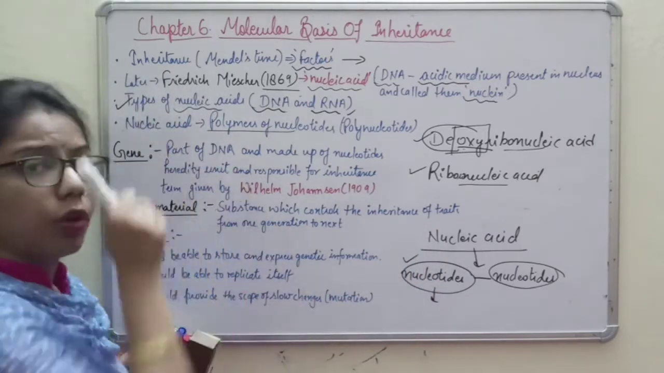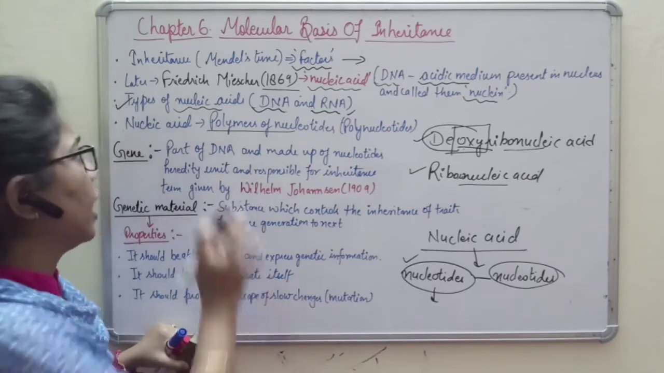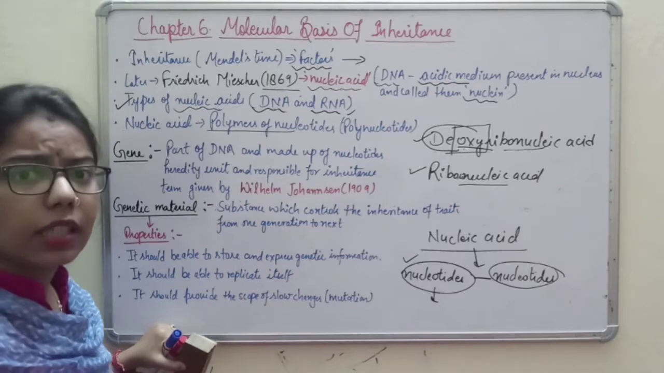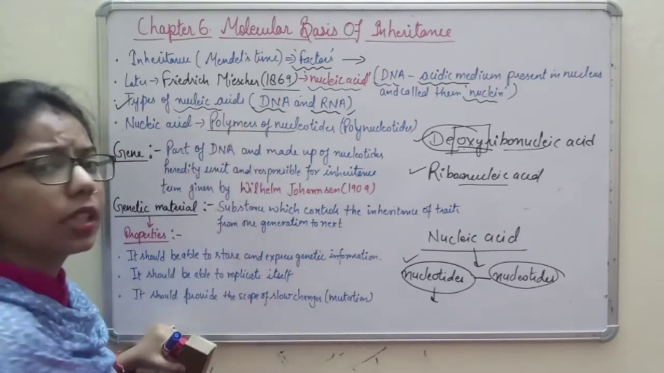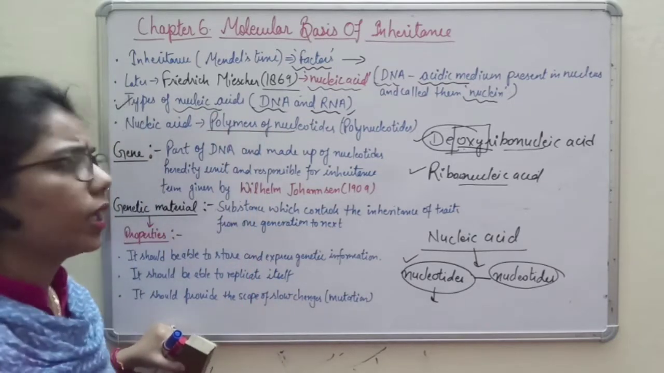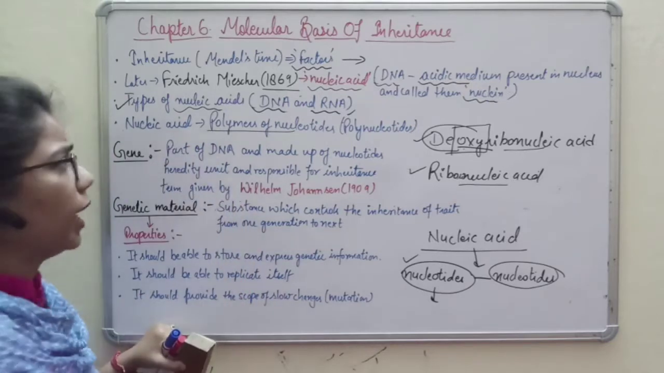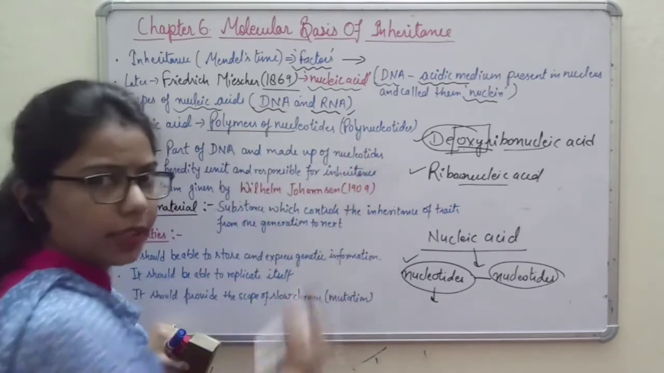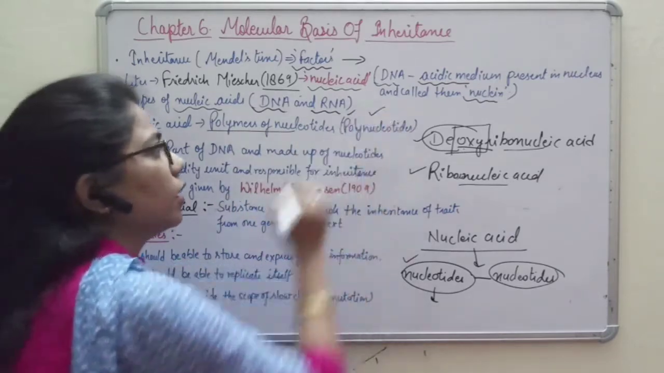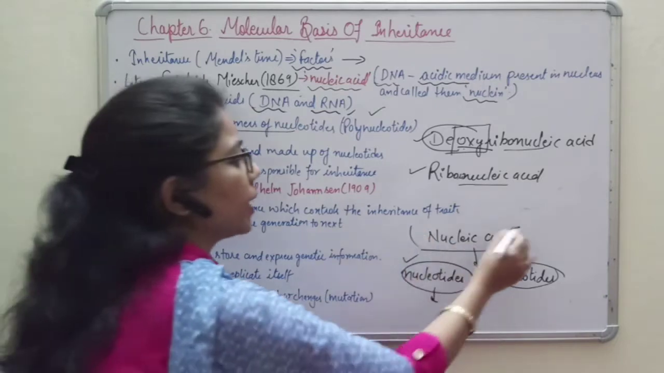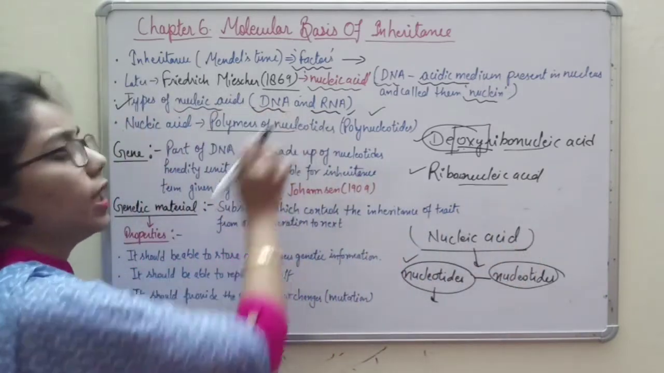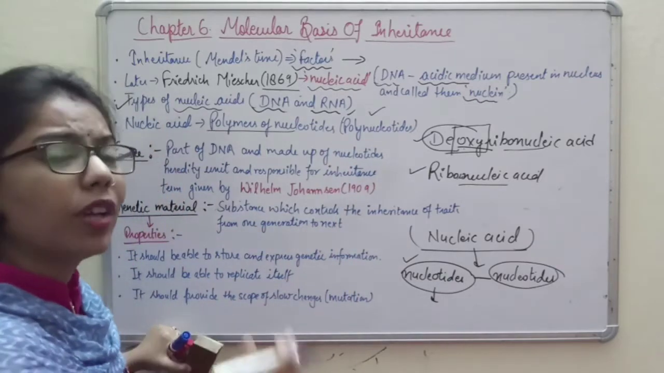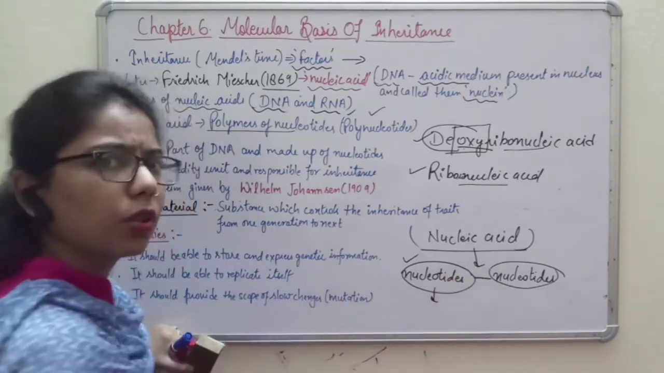So here, for our understanding, it is said that the genetic material, or the inheritance which is responsible, is nucleic acid. It may be DNA or it may be RNA, and this nucleic acid is made up of nucleotides. That's why we are saying these are polynucleotides, because they are made up of a chain of different nucleotides.